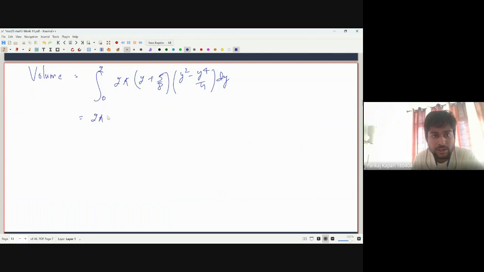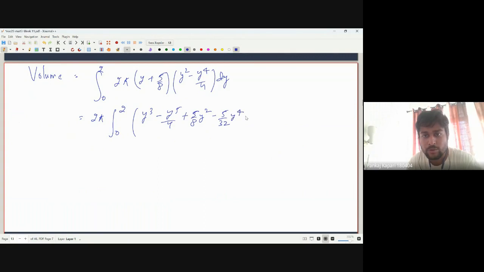So let's find out this integral. 2 pi integral from 0 to 2. We expand this whole product and then we will integrate. So the first term is y cube, then we have minus y to power 5 by 4, then we have plus 5 by 8 y square, and we have minus 5 by 32 times y to power 4.